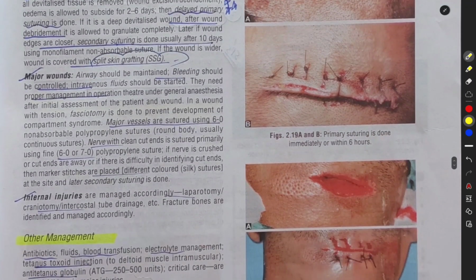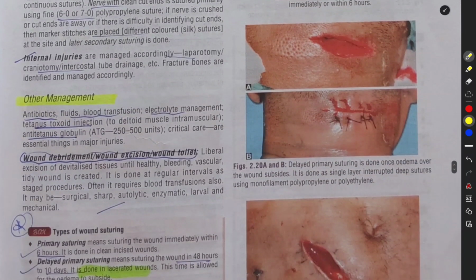For major wound, it depends on the structure involved. The major vessels are sutured using 6-0 non-absorbable polypropylene sutures. For nerves with clean cut ends are sutured primarily using 6-0 or 7-0 polypropylene sutures. For any internal injury, laparotomy, craniotomy, or intercostal tube drainage can be done. For the other managements like managing infections with antibiotics, shock with fluids and blood transfusion, electrolyte management, and tetanus toxoid injection and anti-tetanus globulin should be given.